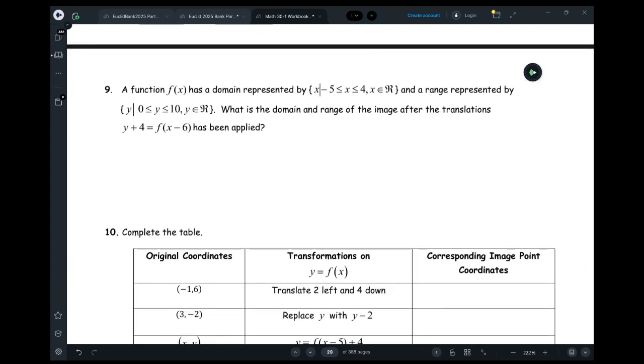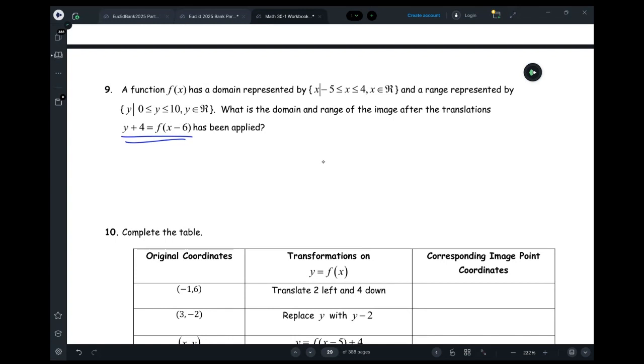For this next one, it says a function has a domain represented by the values of x such that x is between negative 5 and 4, where x is an element of the reals, and a range represented by y between 0 and 10 inclusive, where y is an element of the reals. Now, what's the domain and range of the image after these transformations?